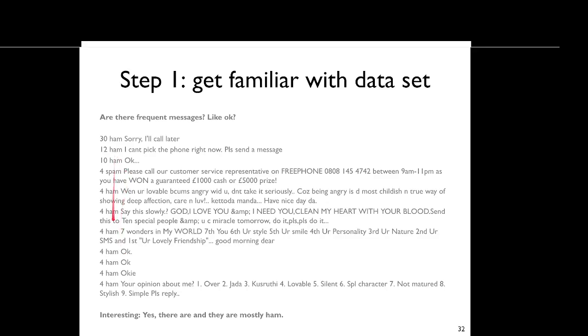So anyway, most of the frequent messages are ham, but we also find here a spam message that appears 4 times: please call our customer service representative on freephone, and so on. And then it says, you have won a guaranteed 1,000 cash or 5,000 pound prize. Yeah, and again, interesting. But a second criterion, besides length, frequency of the message, is apparently a good indicator for ham. I would not have thought so before, because I would have thought that spam messages are repetitive and over and over again the same message gets sent.